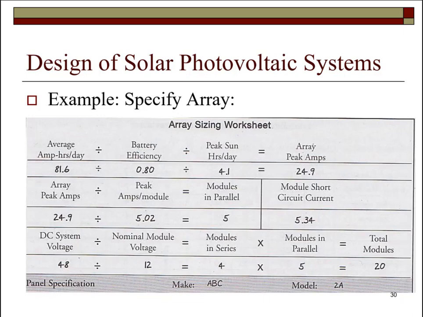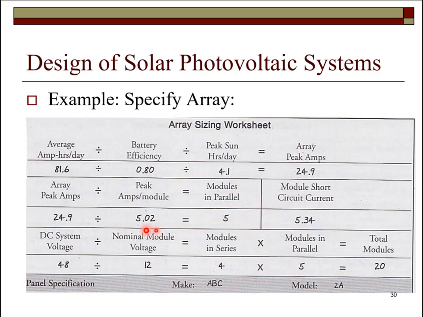In this table, we will be performing the array calculations. We will again use the 81.6 amp hours per day. We will divide that by the default battery efficiency of 0.8 and divide by the peak sun hours of 4.1. This gives us the required array peak amps of 24.9.